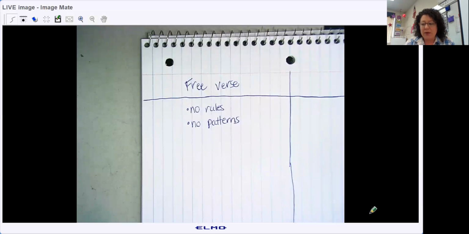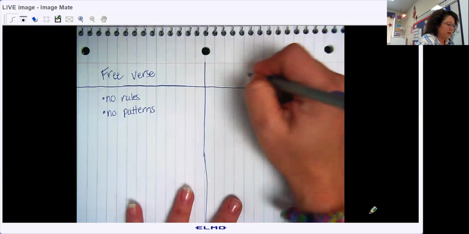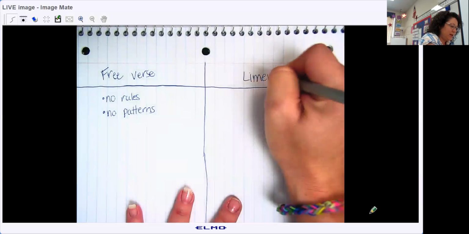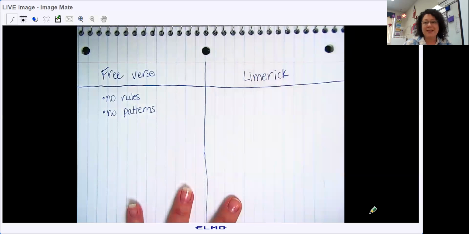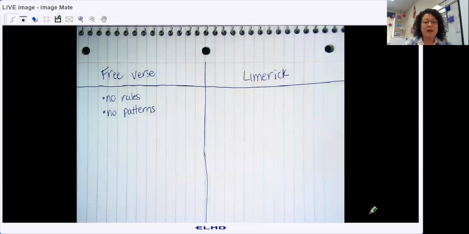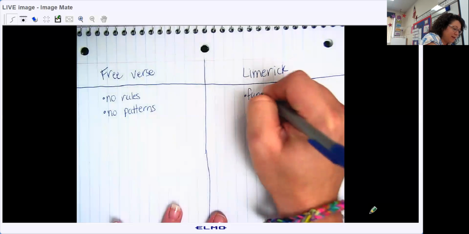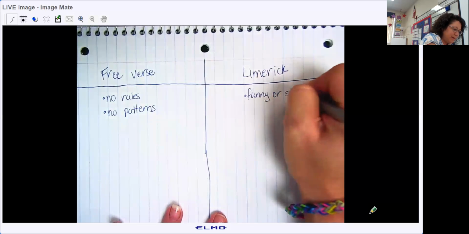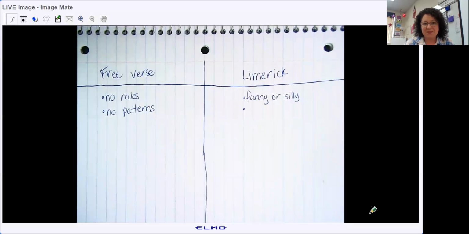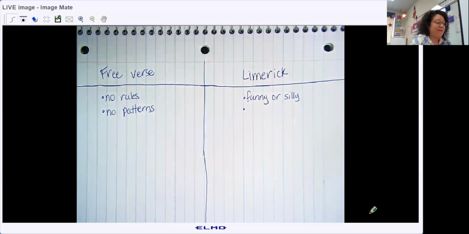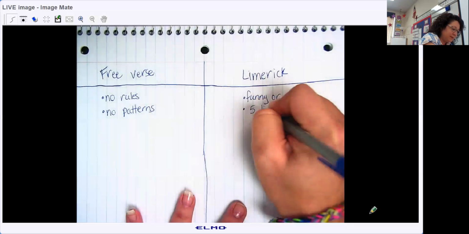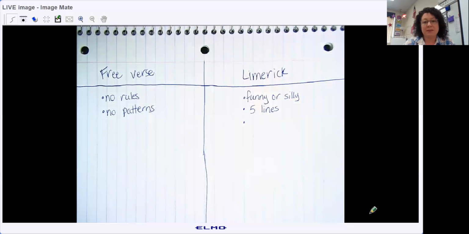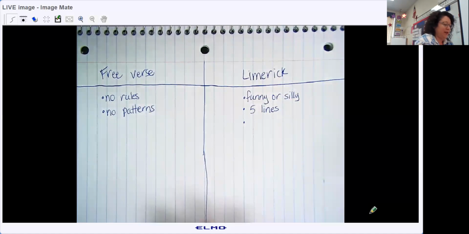The next poem that we talked about is Limerick. And a limerick poem does have rules, and we just saw it on our PowerPoint. So limericks are usually funny or silly. They have 5 lines. And they follow a pattern.